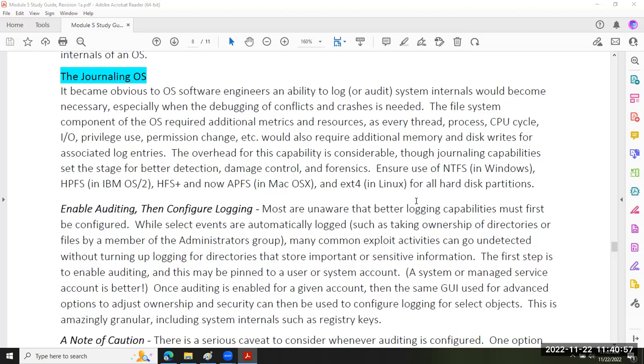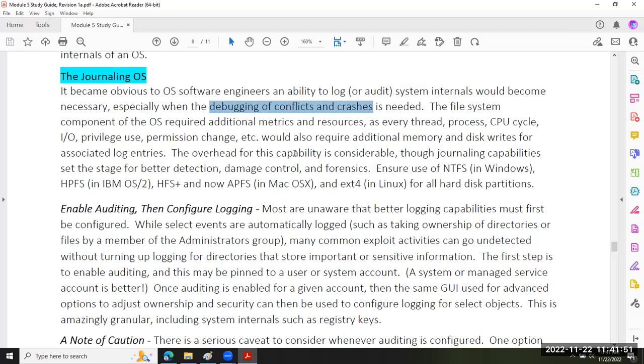One of the things that becomes a challenge for operating system design, when you look at all of the different levels of control, right? So you have process and calculations. So you're controlling processes, you're controlling memory access, you're controlling virtual memory access. You have all of these different interests happening at once. For the longest time, system crashes were very common. And it became obvious that an operating system needed to include the ability to log or audit much of the system internals, right? So when debugging and conflicts or crashes occurred, there was some basic point of reference.